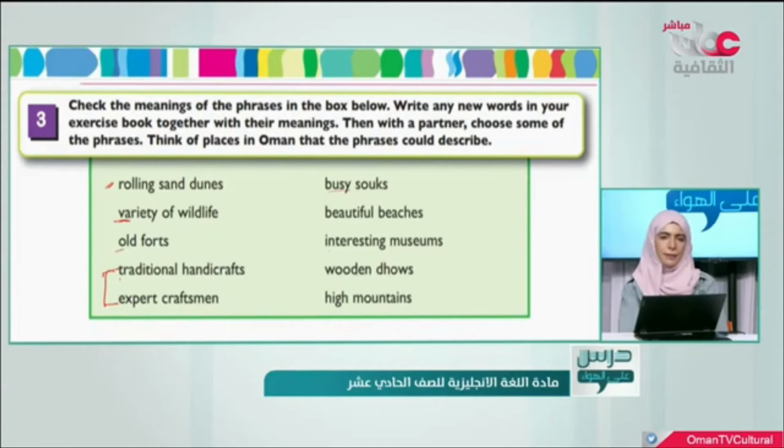Wooden dhows. Wooden dhows are special ships that are found here in Oman, mainly in Sur. You can find many different tribes who are interested in making wooden dhows in very interesting shapes. High mountains, also Oman is very famous for its high mountains, like for example Al-Jabal Al-Akhdar mountain and Jabal Shams also, which is considered to be the highest top that we have in the Gulf. I hope the phrases are clear for you.